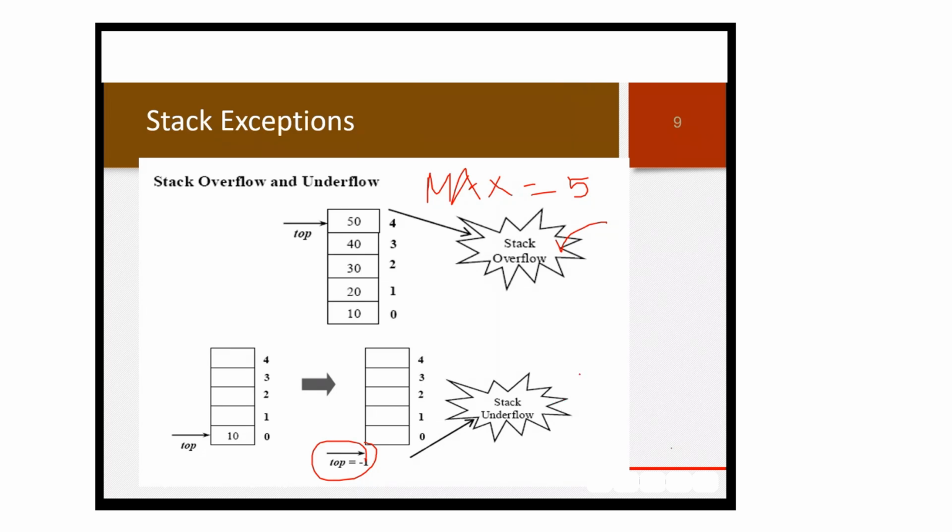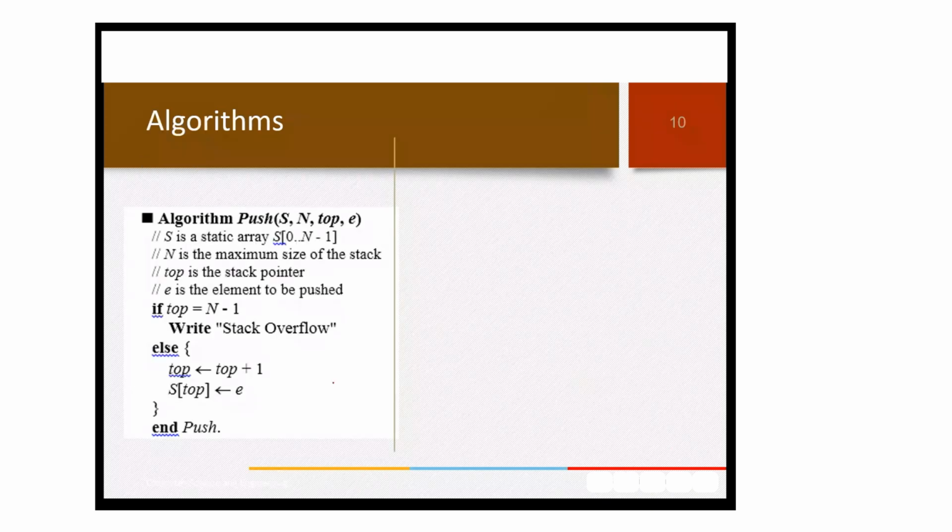So this is called the underflow. So quickly going into the algorithm, as I already told you, the inputs are the stack array, the maximum number of elements, that is n, the top pointer, and the element to be pushed. We'll assume that the stack is an array from 0 to n-1. So if top equals n-1, that is maximum - 1, we say that it is overflow. We don't do the push. Otherwise, we can increment top and then push the element.